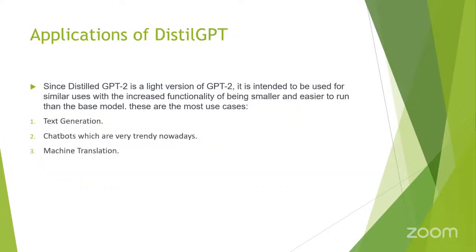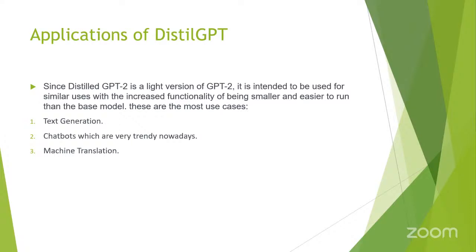Then what are the applications of DistilGPT? What purposes can we use this for? Since DistilGPT-2 is a lighter version of GPT-2, it is intended to be used for similar use cases, with the added advantage of being smaller and easier to run than the base model. These are the most common use cases.